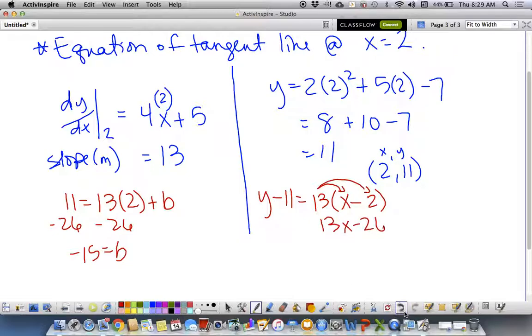13x minus 26. Math terms are confusing. You can just be saying a normal word, but in math terms it means something else. Math in general is confusing.